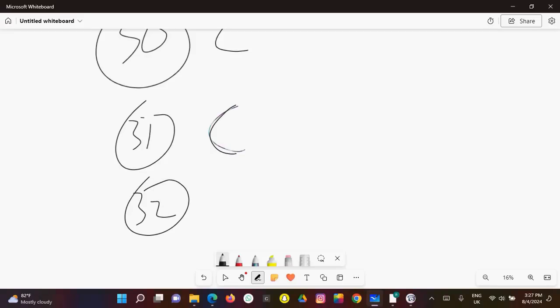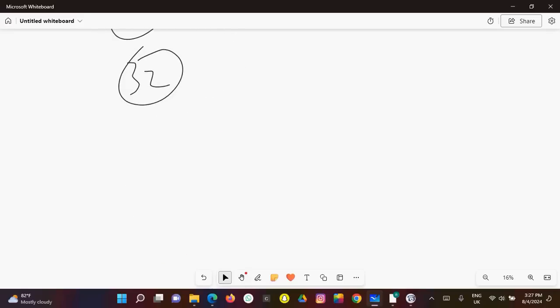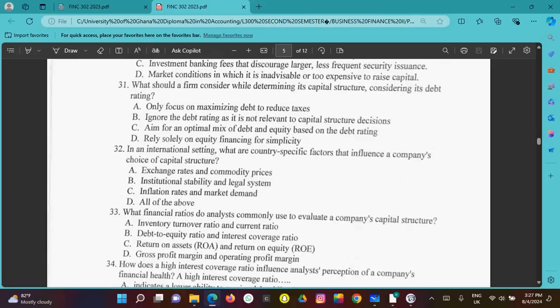Thirty-two. In an international setting, what are country-specific factors that influence a company's choice of capital? So question 32, the answer is B, because exchange rate also influences the capital structure, institutional stability and legal system, inflation rates, and market demand also. So the answer is C.